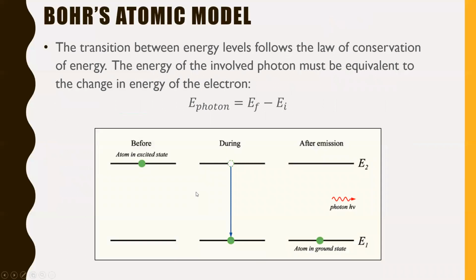Moving on. The transition between energy levels follows the law of conservation of energy. The energy of the involved photon must be equivalent to the change in energy of the electron. In other words, the energy of the photon is equal to the difference between the final and the initial energy of the electron. So here's another little picture. Let's say the electron started in an outer orbital and then dropped to a more inner orbital. Then a photon would be released, of course, and that photon's energy is just the difference between the energies of those two energy levels.